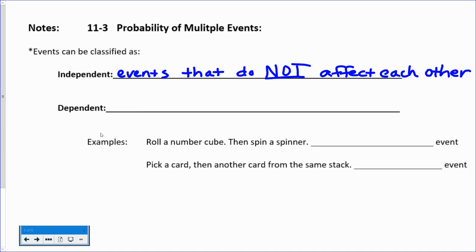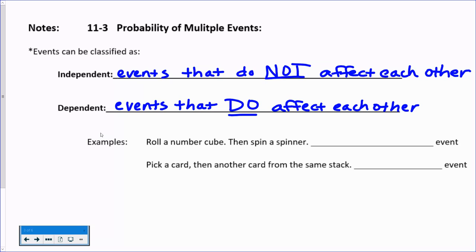Dependent are events that would affect each other. Okay, so some examples. If you roll a number cube, then spin a spinner, those would be independent events. Just because I roll a 3 on a number cube doesn't make me more likely to spin a 3 on a spinner, because they are not related. One probability does not affect the next probability.